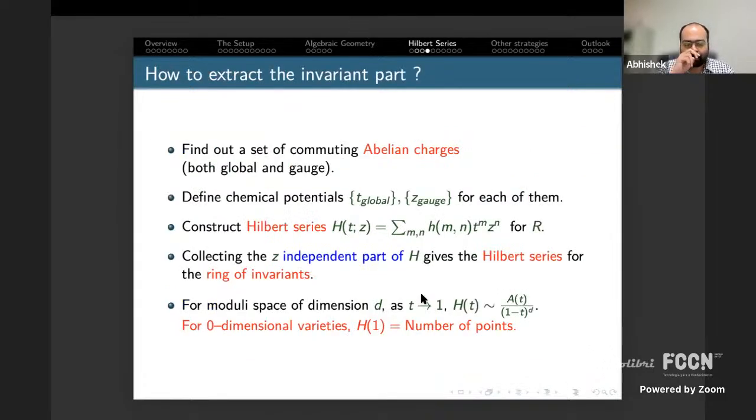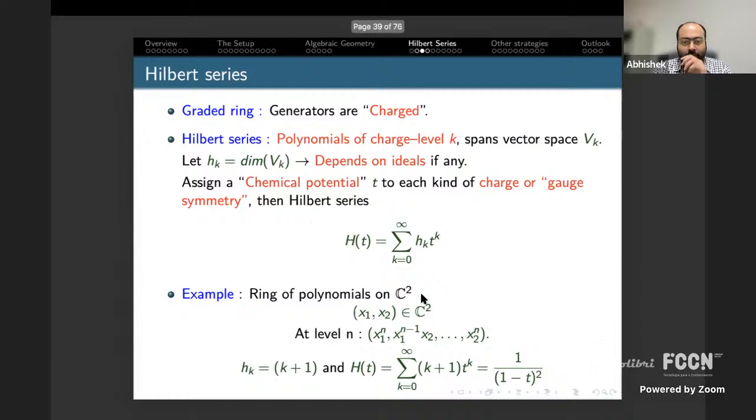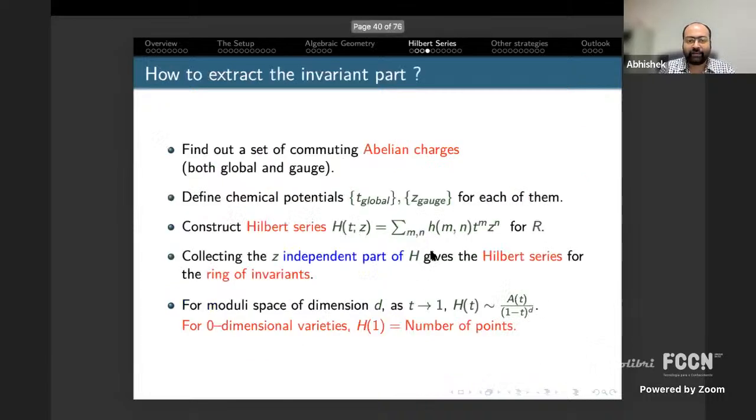So in our problem, we definitely can have this degree, which we'll keep as a bookkeeping sort of charge. But then we actually have gauge symmetries, and we have all these fields charged under the gauge symmetry. So we'll definitely have gauge charges, which are this Z gauge. So what we have to do is to generalize this graded ring to a multi-graded ring.